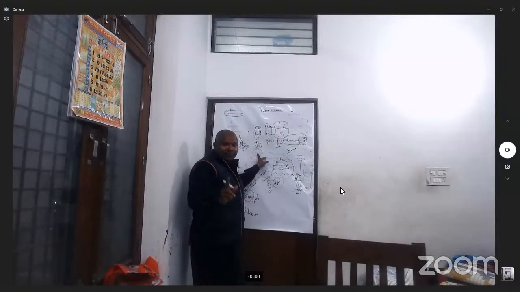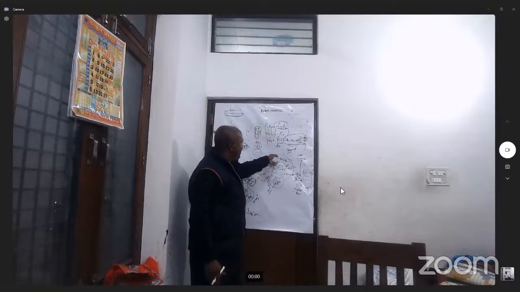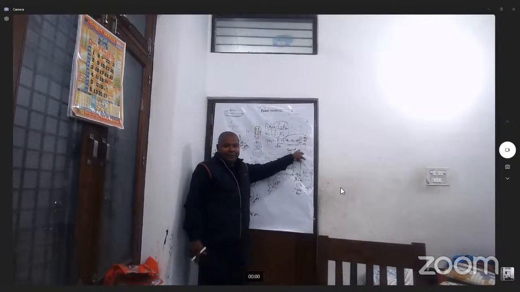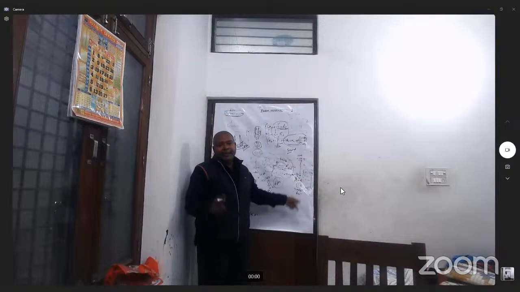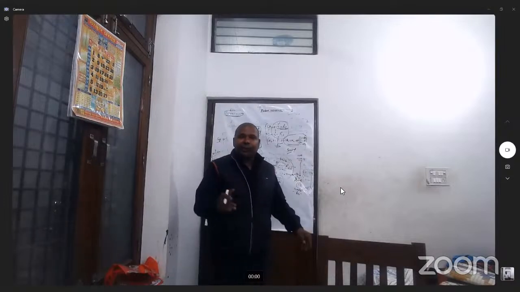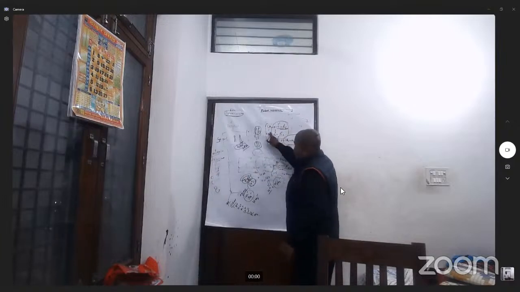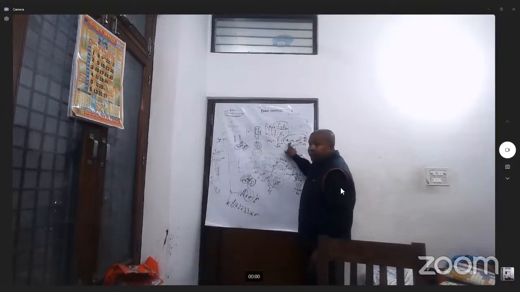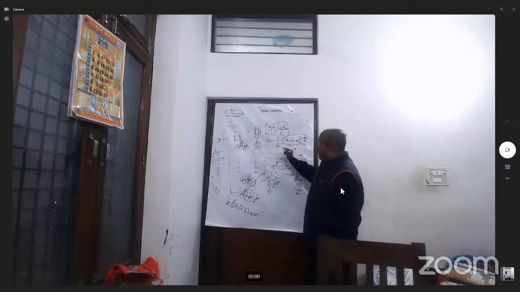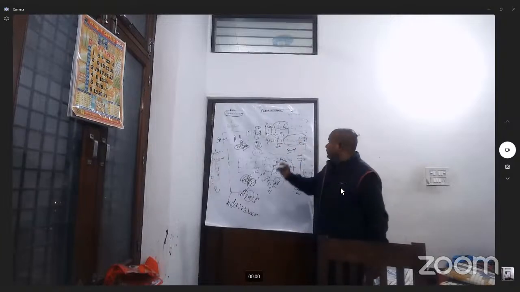Inner leaflet, that is, it contains more amines, phosphatidylserine, ethanolamine. Another phospholipid is known as phosphatidyl inositol. Inositol is a cyclic alcohol, a cyclic sugar.